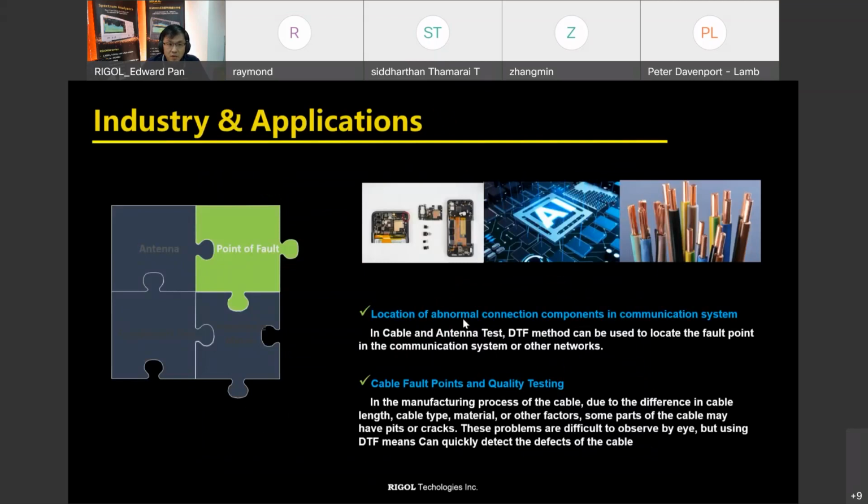Okay, so for industrial applications, you can see fault point location of abnormal connection components in communication, especially in cable and antenna testing. So it can be used to locate some kind of fault point in a communication system.